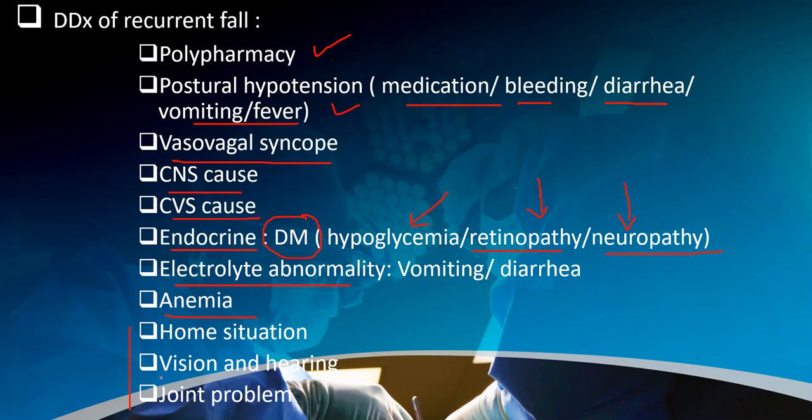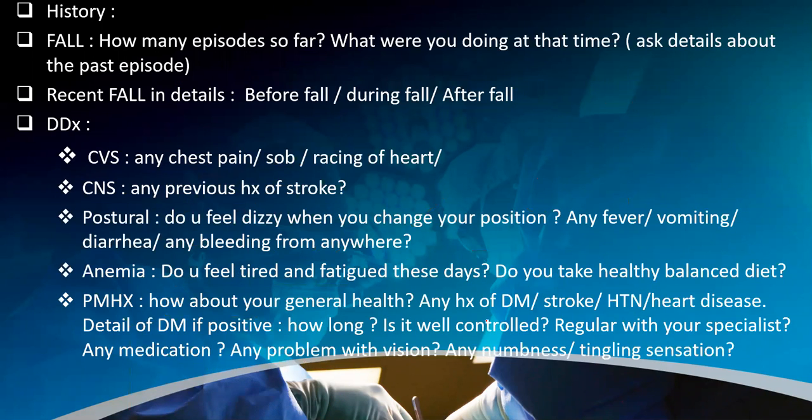But for your AMC, most important findings is diabetes, polypharmacy, postural hypotension, and this underlying home situation, joint problem that can be associated with the other causes. So history will be pretty much same in here.